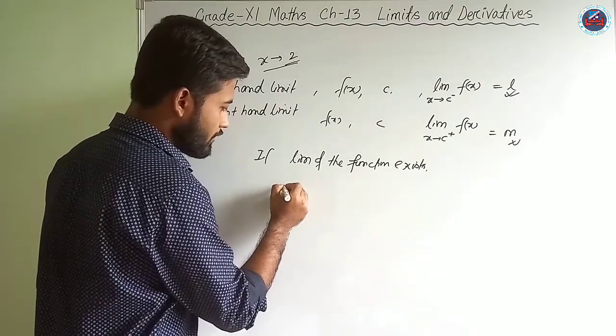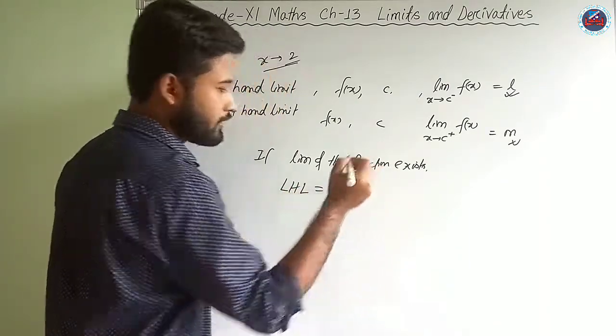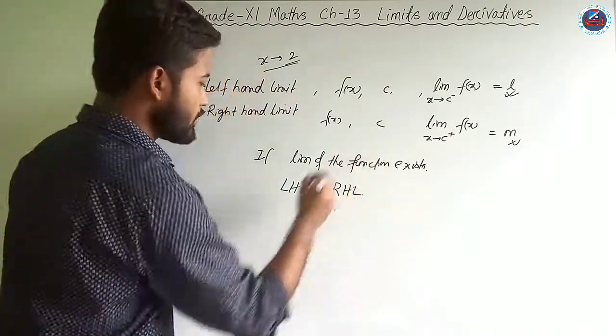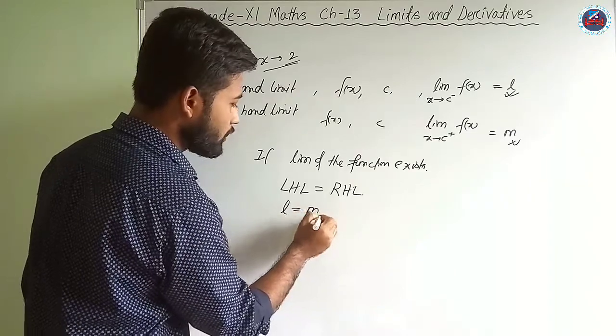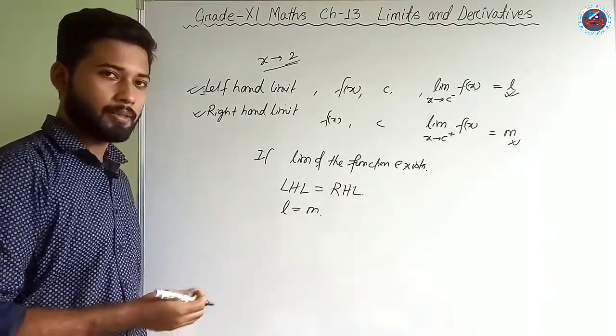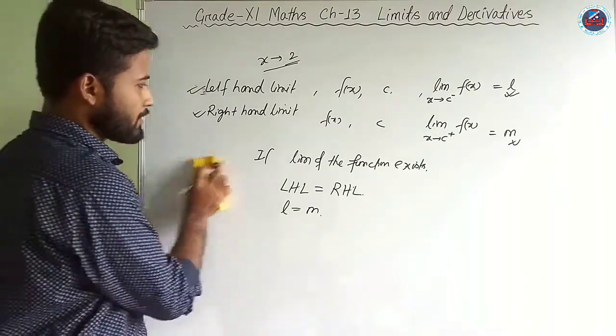Then the left hand limit must be equal to the right hand limit. That is the condition. These two must be the same, that is L must be equal to M. Only then we can say that the left hand limit and the right hand limit are the same. So we shall see a few examples of this.